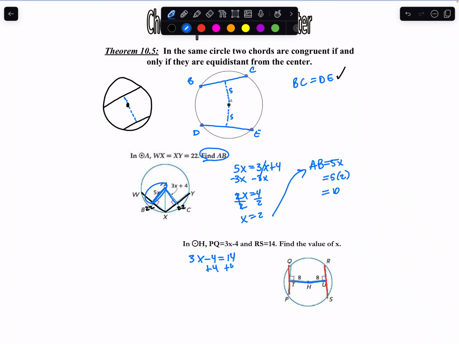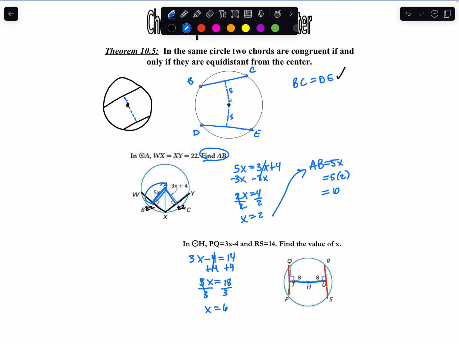We move forward to the other side. 3x equals 18. Divide both by 3. X equals 18 divided by 3, which is 6.